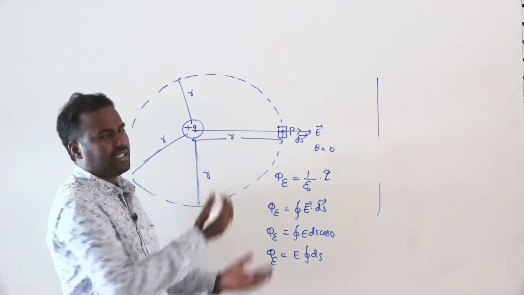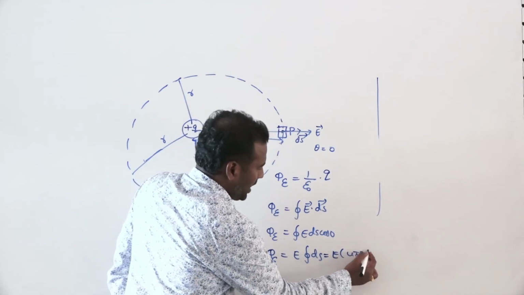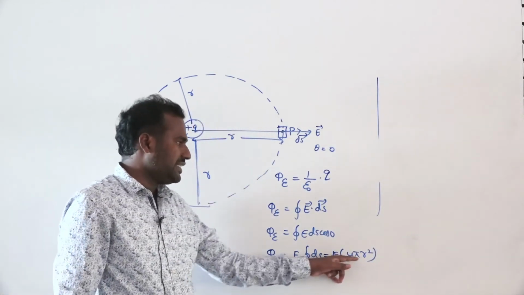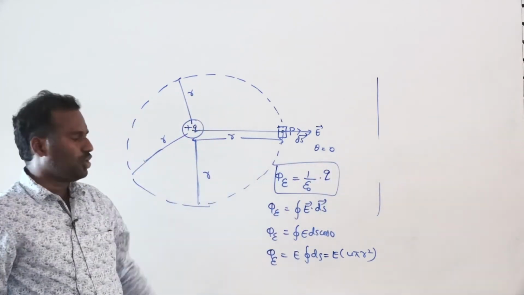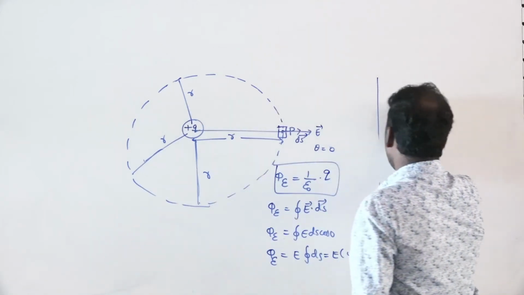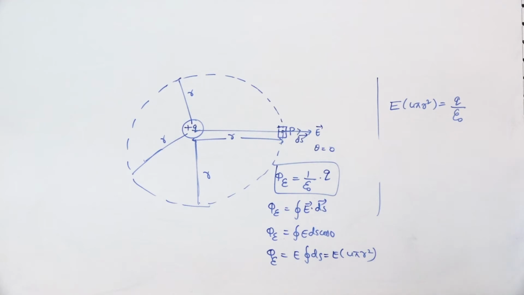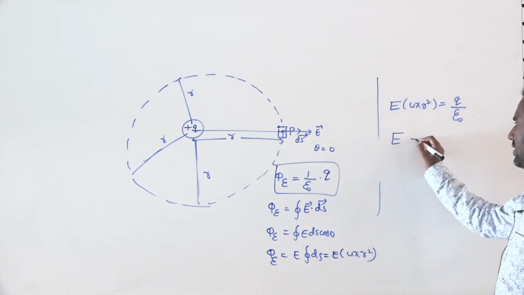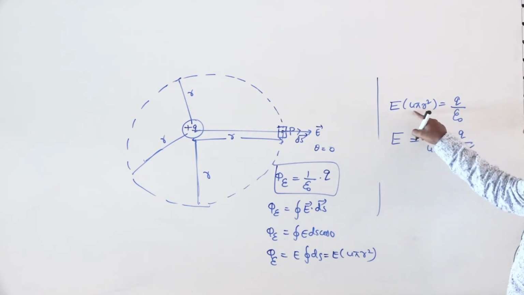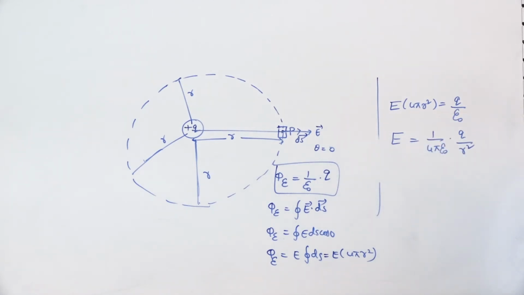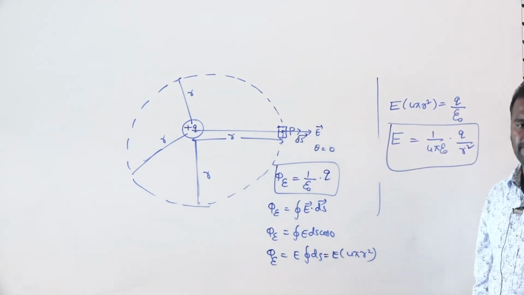Then the total surface, since it is spherical, is 4 pi r square. So the electric flux is equal to E into 4 pi r square. Since by Gauss law the electric flux is equal to q by epsilon naught, E into 4 pi r square is equal to q upon epsilon naught. Then the electric field intensity due to a point charge is 1 by 4 pi epsilon naught q by r square, when I bring 4 pi r square to the denominator. So this is the electric field intensity due to a point charge, which we have already derived.